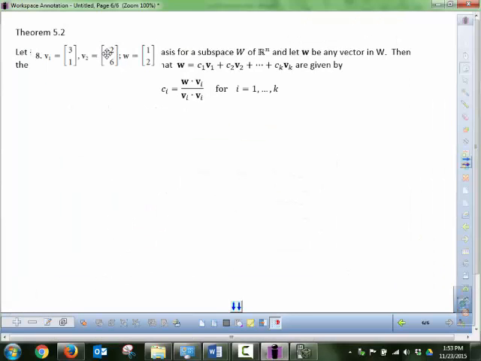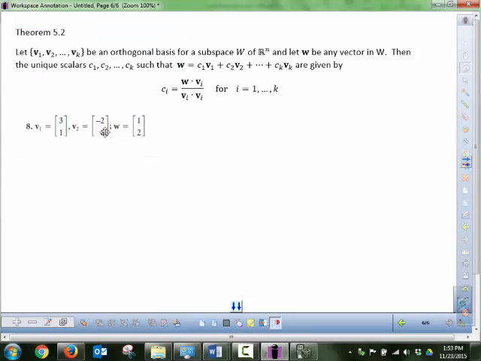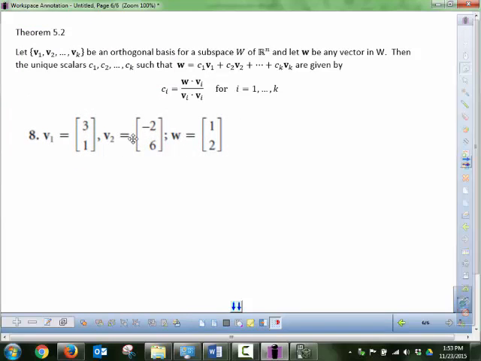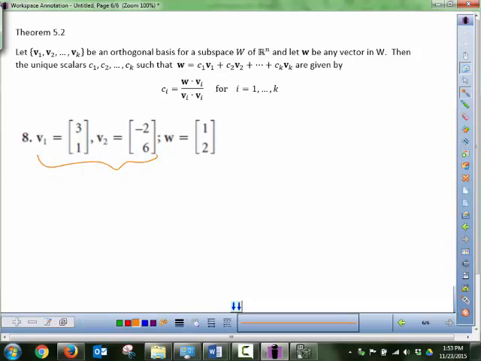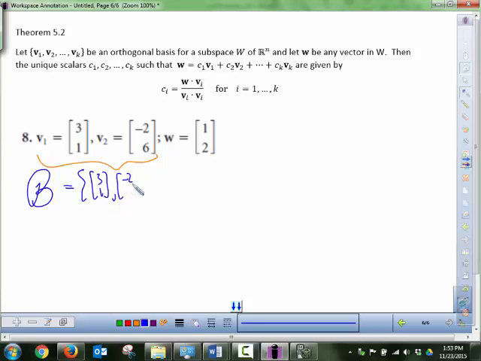So a good thing about this is that they already assume that these are orthogonal. We can check that they're orthogonal. So these two are your basis vectors. How's that fancy B look like? It's all big. 3, 1, and negative 2, 6. And these are orthogonal. You guys checked in your head? So they're orthogonal set of vectors.